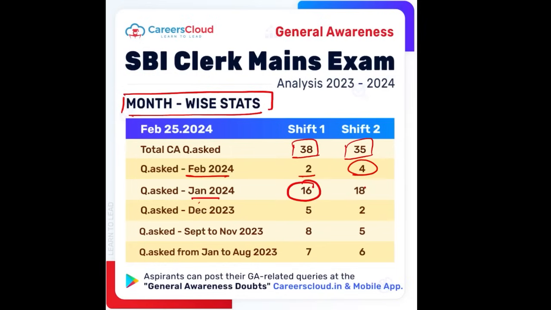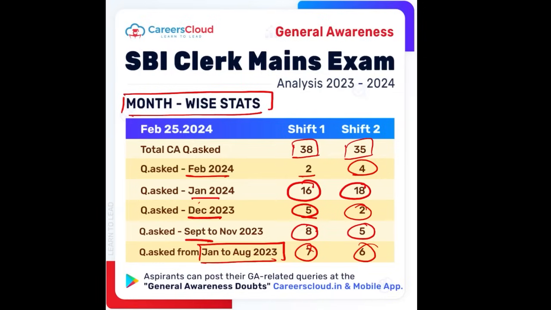From January, 16 and 18 questions respectively were asked. From December, 5 and 2 questions were asked. And for September to November, we saw that 8 and 5 questions were asked respectively. And from January to August 2023, that is for the last year, we saw 7 and 6 questions were covered.